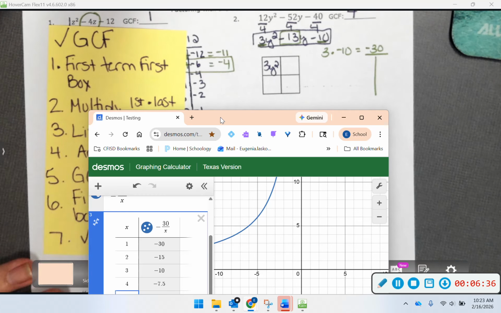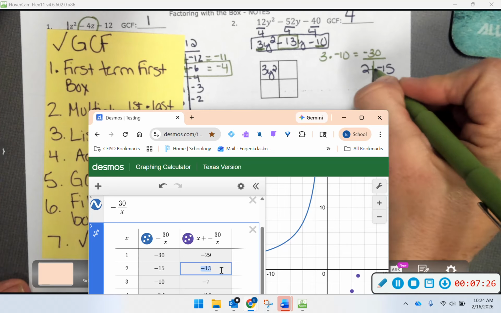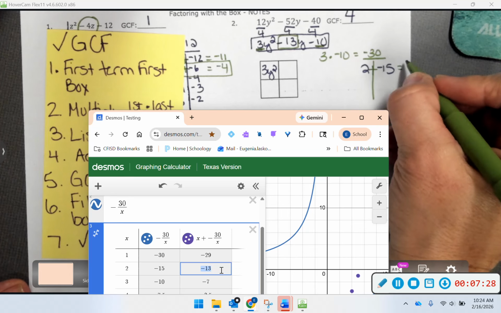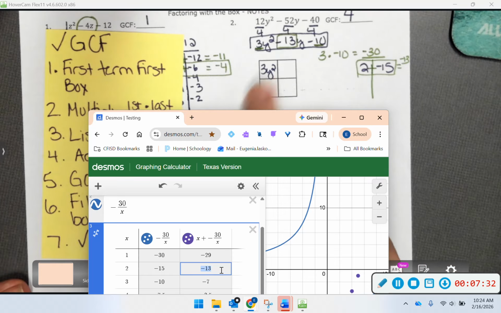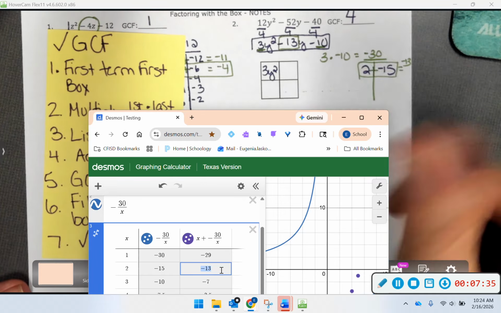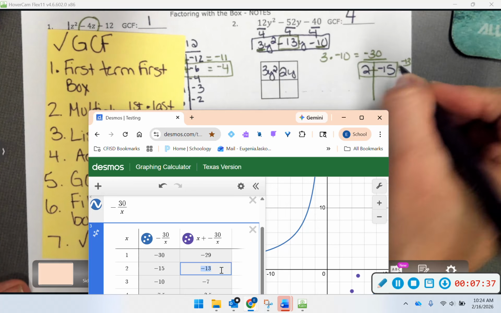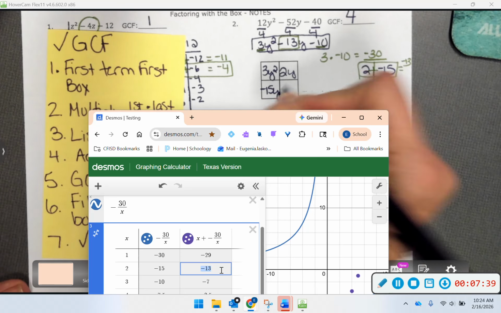I'm trying to find negative 13 in this third column, and you'll notice it's right here. So these two numbers, 2 and negative 15, added to negative 13. So those are the two numbers I need right here. 2 and negative 15 multiplied to negative 30, but they added to negative 13. So these are the two that I'm going to put right here in these boxes. So I've got 2y and negative 15y.